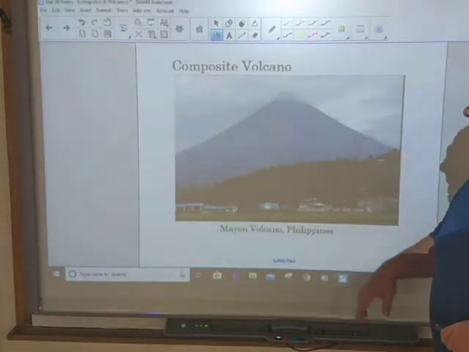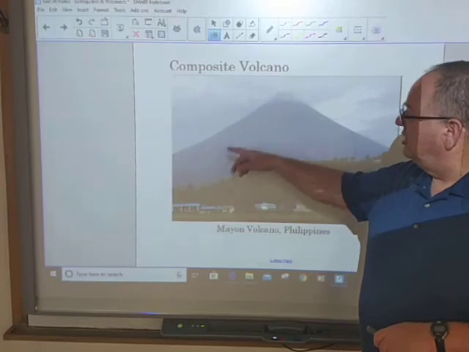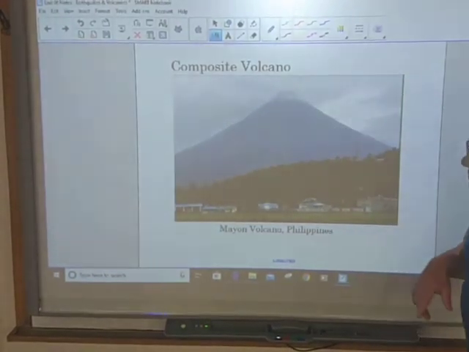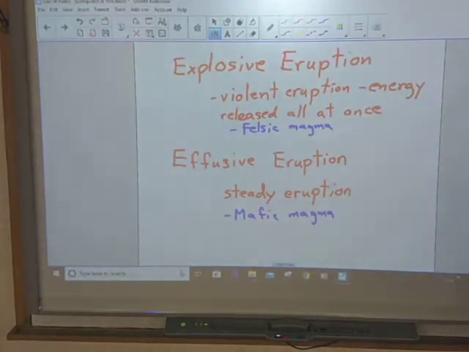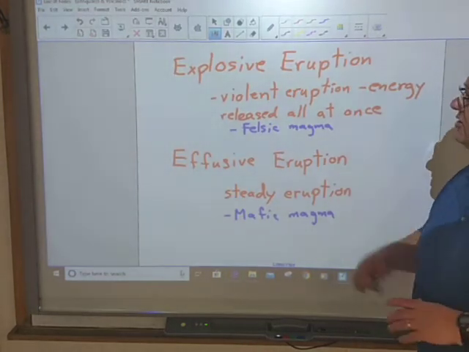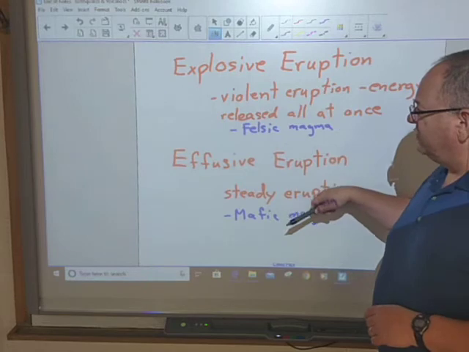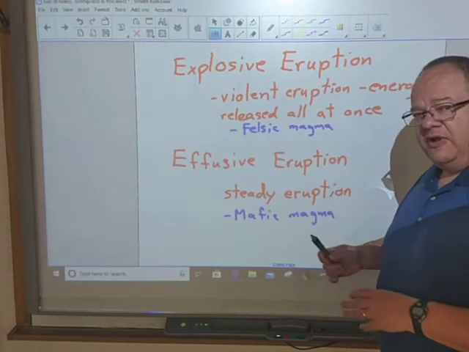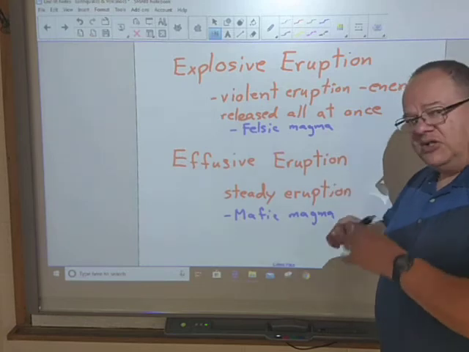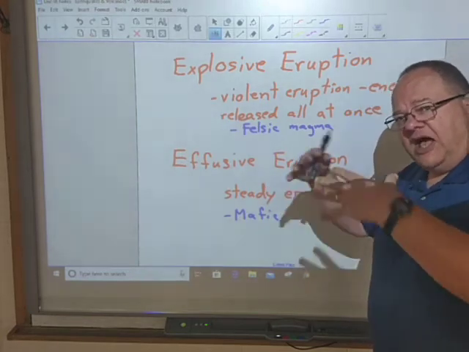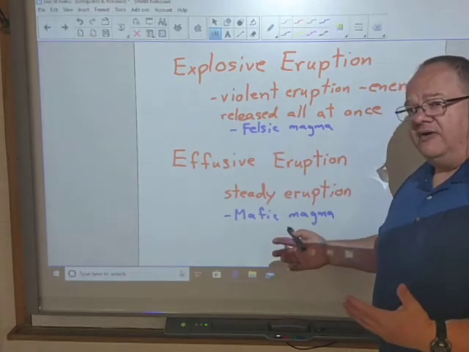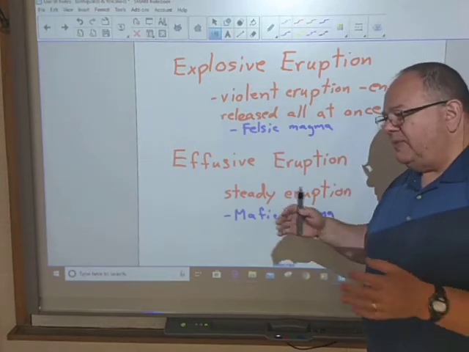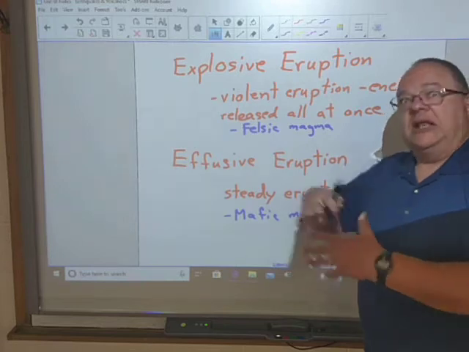Here's a picture of a composite volcano in the Philippines. Very tall, steep sides. All right, so this is just reviewing then explosive eruption versus effusive eruption. Effusive eruptions are, because of the mafic magma, kind of steady, slow. They keep pushing out the lava. Again, it may be a lot of destruction to property, but they're a little bit easier to get out of the way.